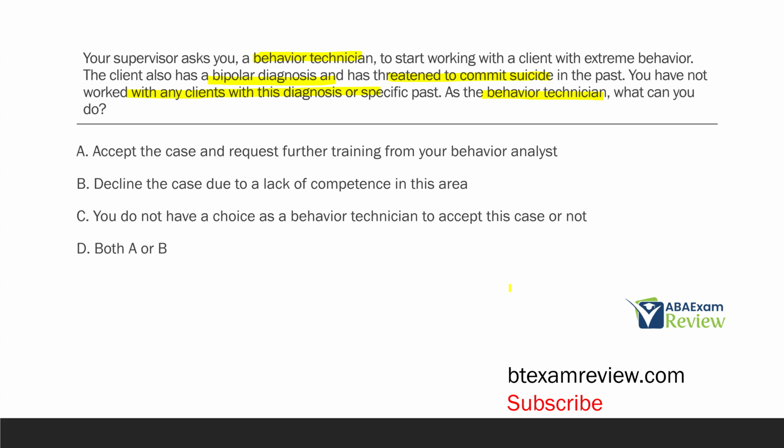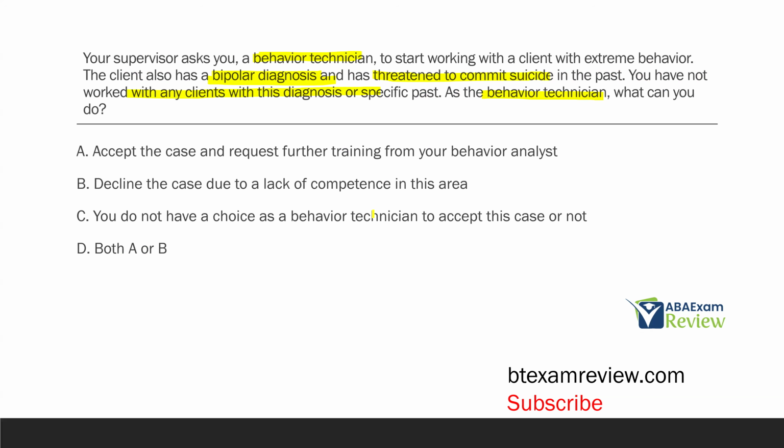What about B? Decline the case due to a lack of competence in this area. You can also do that. You're free to decline cases that you don't feel you have the competence to pull off. That is totally within the realm of your rights as a behavior technician. If you don't feel you can handle or work with bipolar and suicidal clients because you have no experience, you can decline that case.